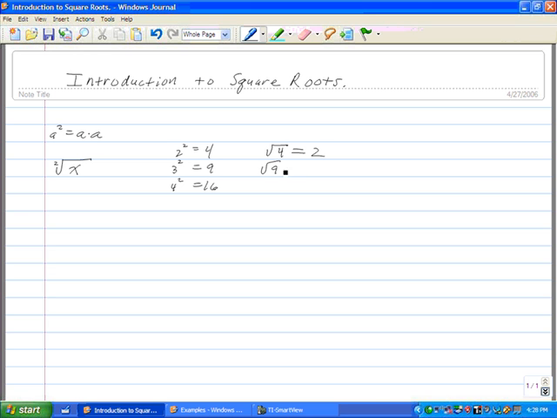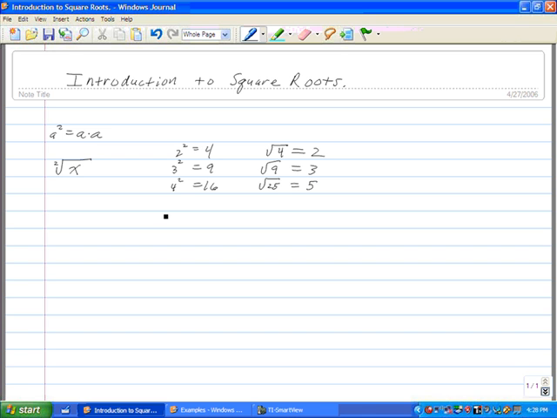When you take the square root of 9, you're asking, what did I square to get 9? And the answer is 3. If you take the square root of 25, of course what you want to know is, what do you square to get 25? And if you think about it, it's a 5.